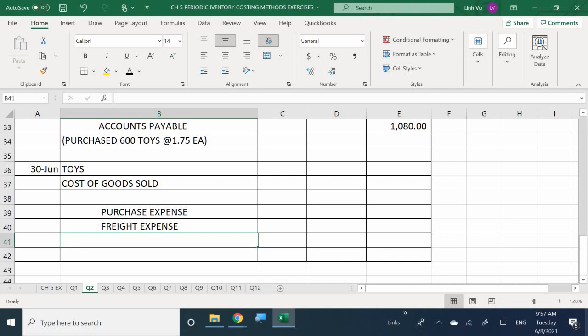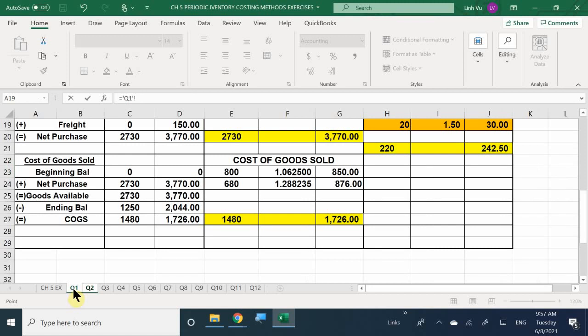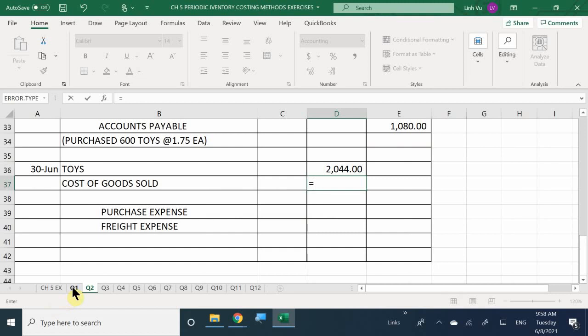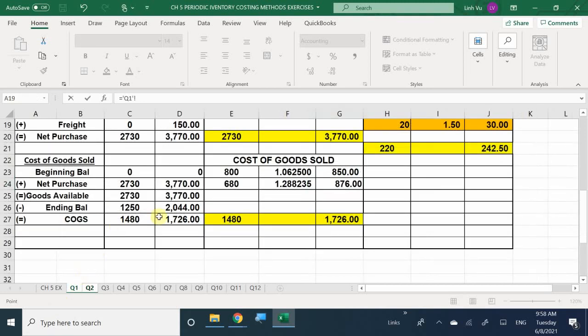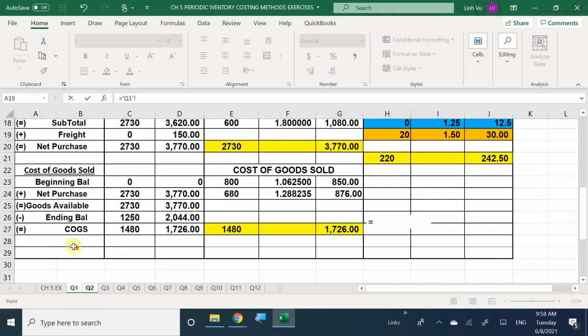Now, in this case, let's just test where we need to put this, because so far this is what we've been practicing. We don't know what happens when a purchase return comes into play. So let's plug these numbers in, and then we'll determine where our returns and allowances go. The first thing we have was our ending inventory. What was the value of your ending inventory? 2044. What was the total cost of goods sold? 1726. All right.